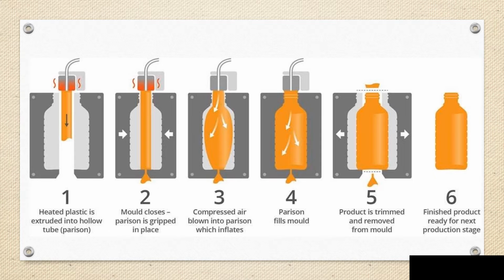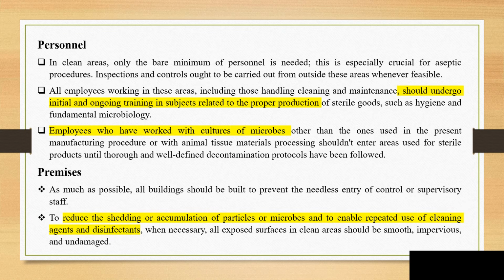Then compressed air is blown into the parison, which starts inflating the mold. And now the parenteral product starts filling inside the parison mold. The product is trimmed and removed from the mold, and the finished parenteral product is completely ready.